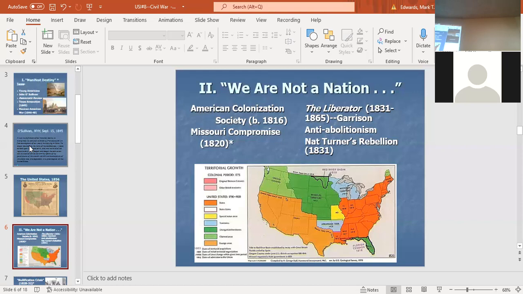Here's the thing. The radical abolitionists were always a minority. They were always a really small group. But this is the dawn of the age of mass printing.